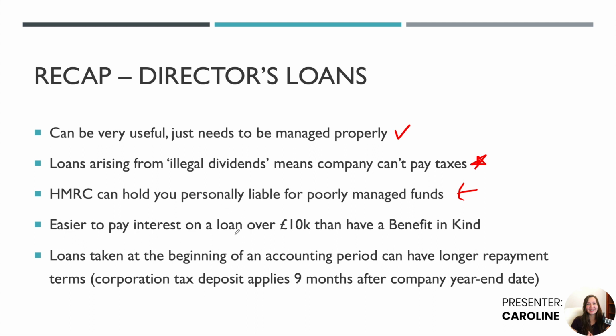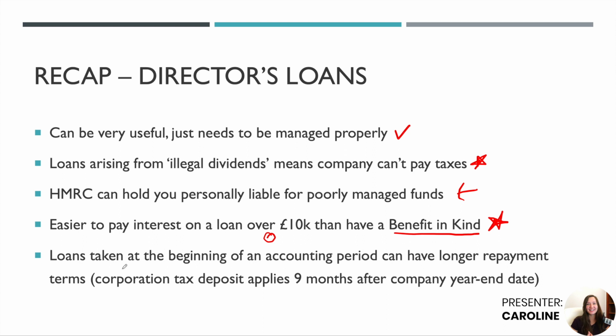It's easier to pay the interest on a loan over £10,000 than have a benefit in kind. In most cases, this is true. And also, why pay the benefit in kind taxes to HMRC when you can keep the interest income within your business and just pay the 19% corporation tax on that interest? So you kind of keep the funds in-house, even though they're just going back into your company. It's better than just paying extra tax, which you're never going to see again. So that's something to keep in mind.